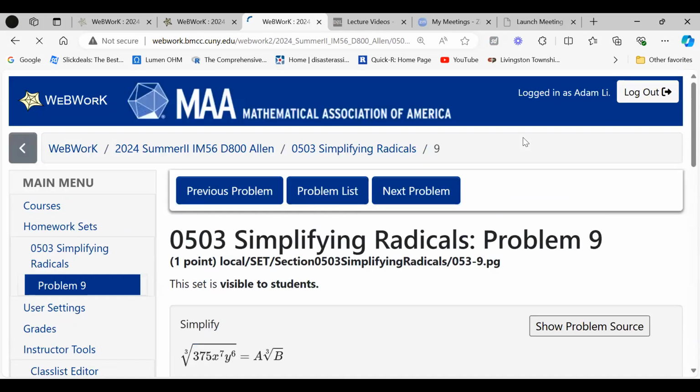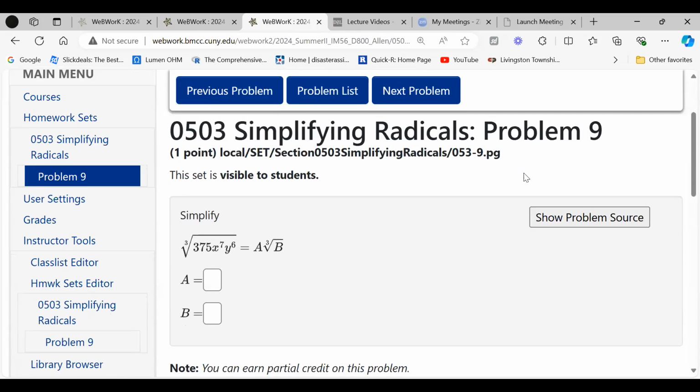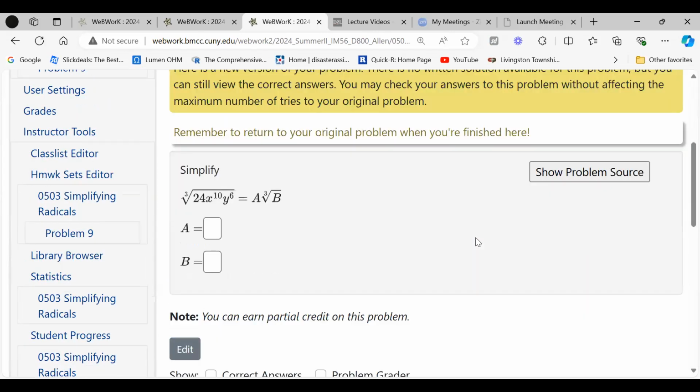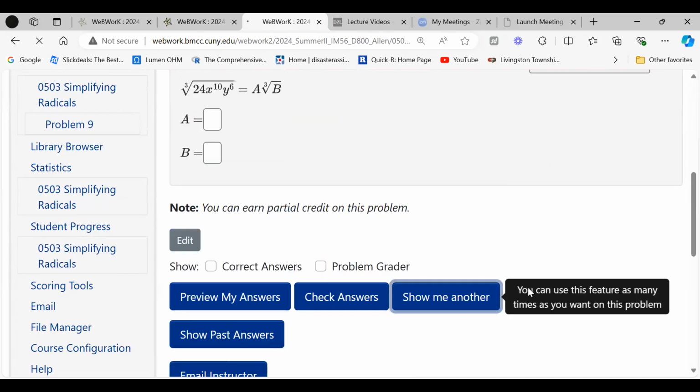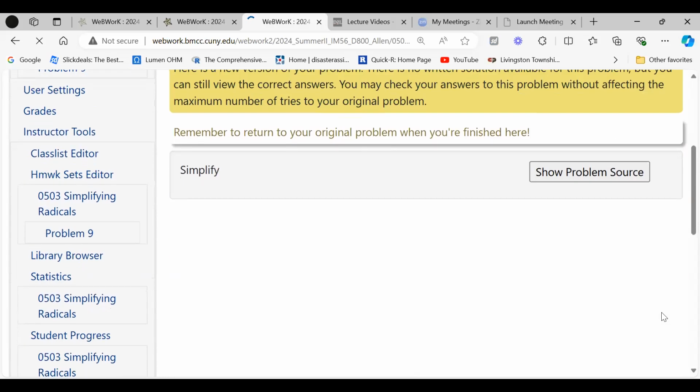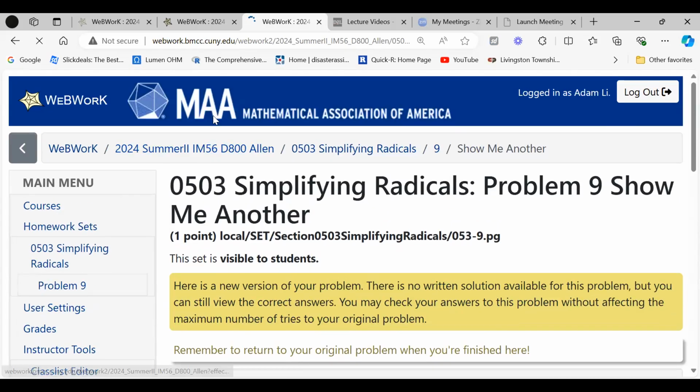Let's look at the next problem. Problem 9. Okay, cubic root. Yeah, let's try this one.